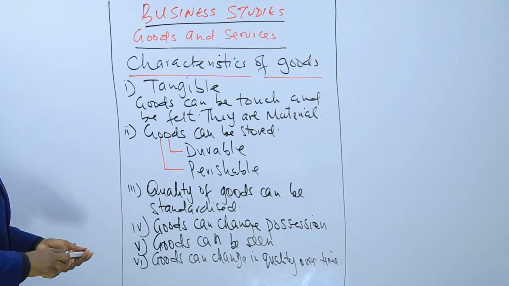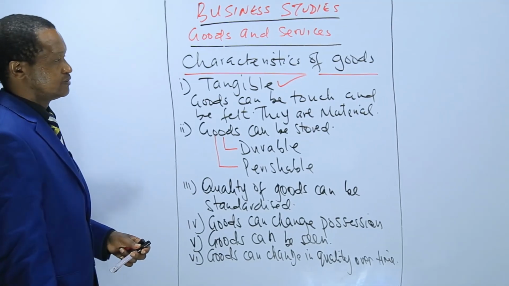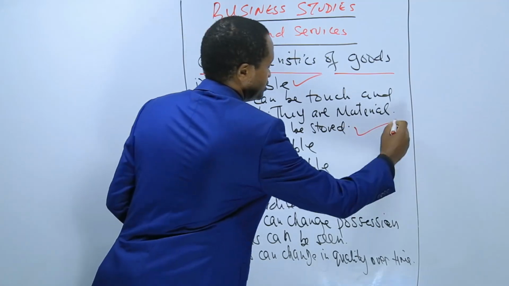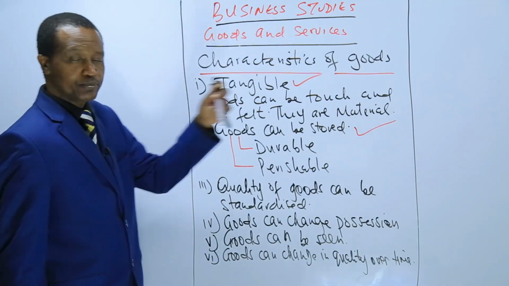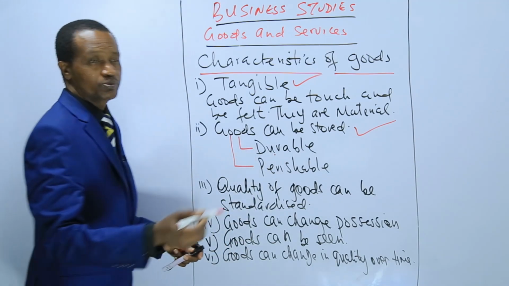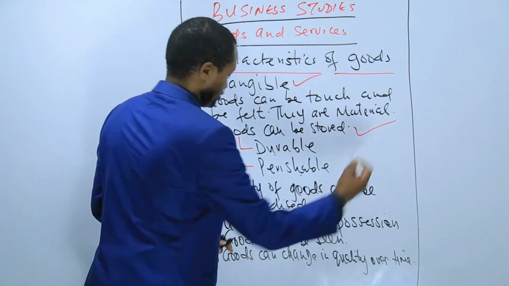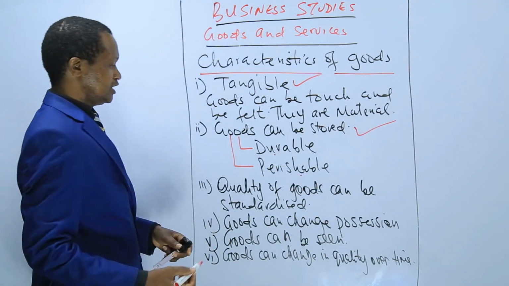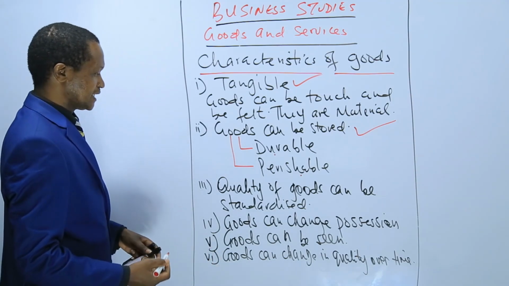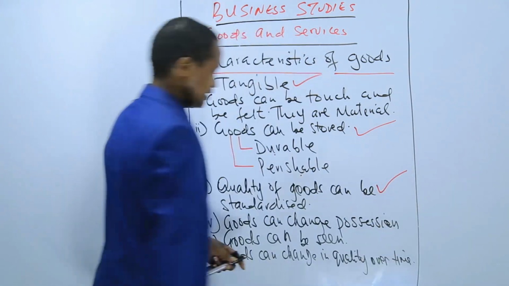Number 1, goods are tangible. They can be touched, they can be felt. They are material. Number 2, goods can be stored. There are those that can be stored for a longer period of time. They are called durable goods. There are those that can be stored for a short period of time. They are known as perishable goods. So goods can be stored. The third feature is that quality of goods can be standardized. I explained it in detail.